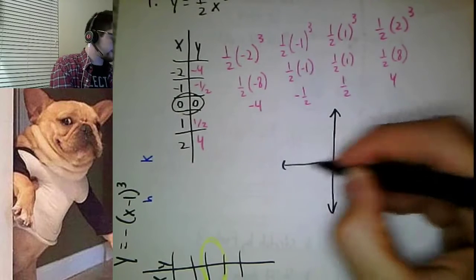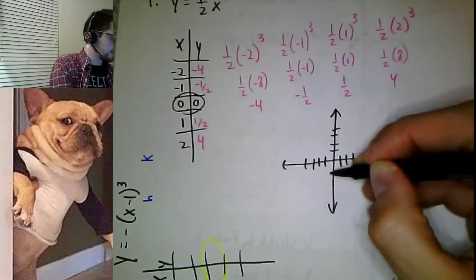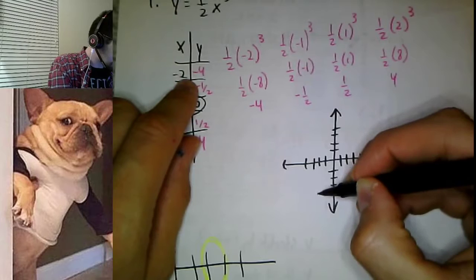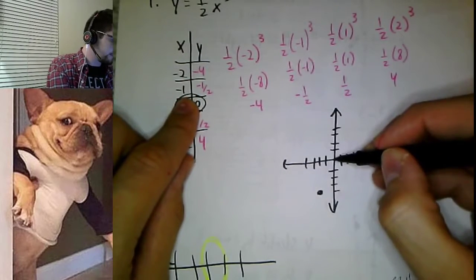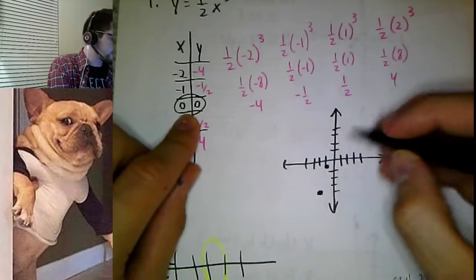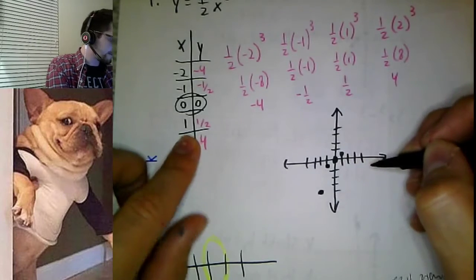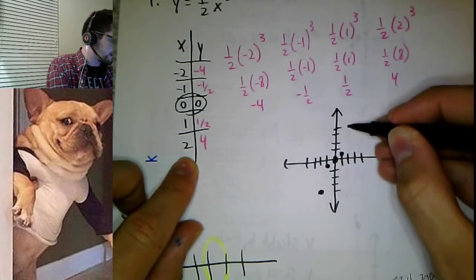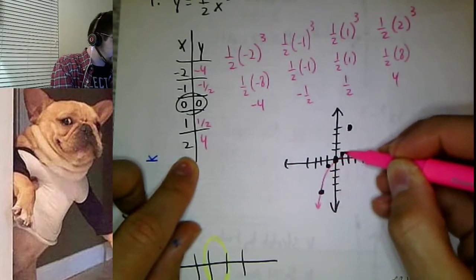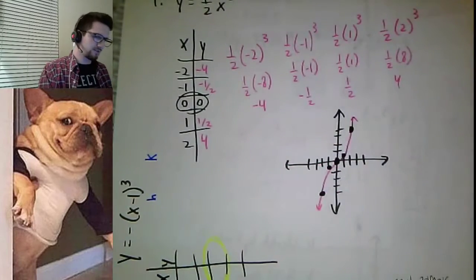when I graph this, my first point is left 2, down 4, so left 2, down 4. My next point is left 1, down a half, so I'm going to put it somewhere between these. My third point's the origin. My next point is over 1, up a half. And my last point is over 2, up 4. When I trace these, I end up with a cute little squished down parabola.